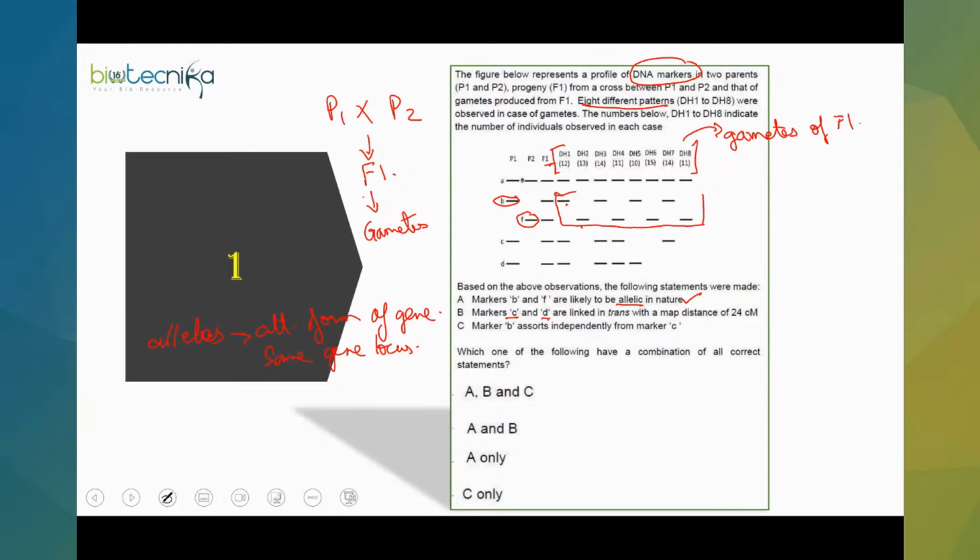Okay. C and D. Now, do you see here that C and D both are present on the chromosome that is coming from P1. P2 has none. Okay. What does that mean? That from P1, the chromosome that is coming, it has both C and D in it. Okay. So if they are present on the same chromosome, will we call it trans?